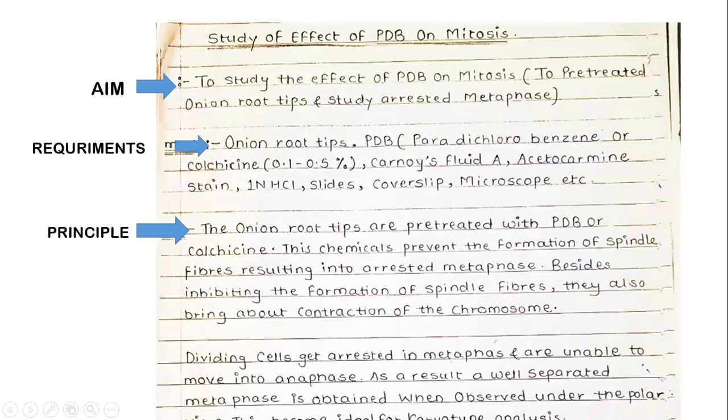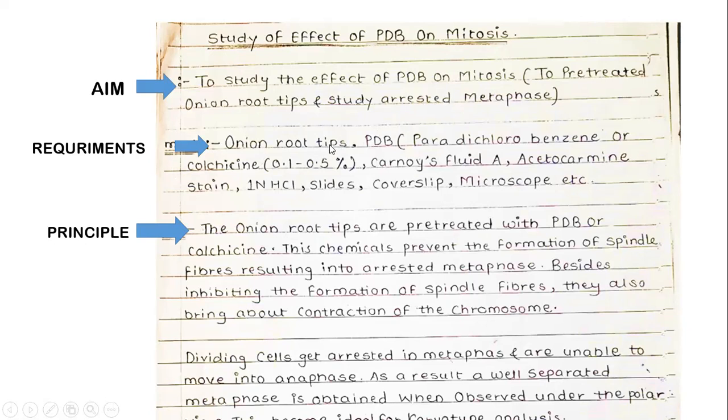So we begin with the aim. The procedure you are going to follow is exactly the same as you have done for mitosis in first year and second year BSc. Your teacher will be giving you a root tip which is pre-treated with para-dichlorobenzene. Step number 1, aim. The name of today's experiment: the study of effect of PDB on mitosis. Aim: to study the effect of PDB on onion root tips or mitosis. In the bracket you write pre-treated onion root tips and study arrested metaphase.